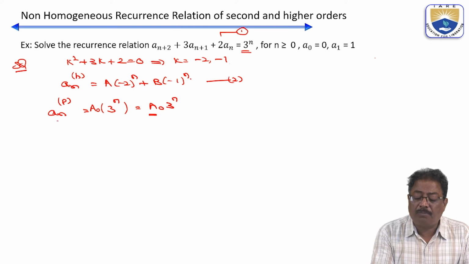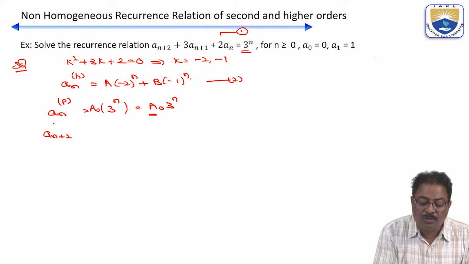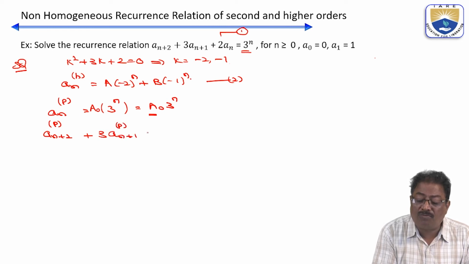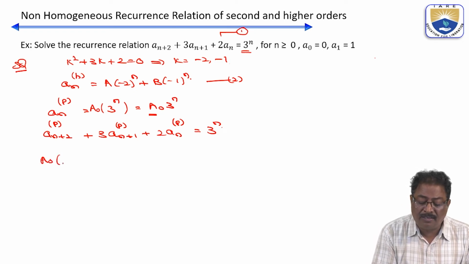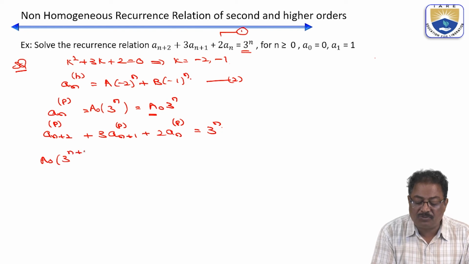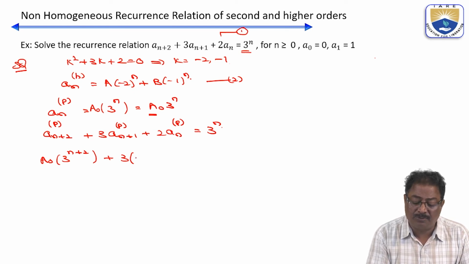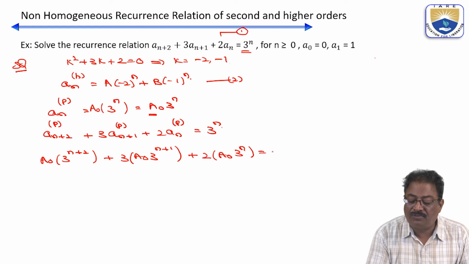So if I substitute in equation 1, if it is a solution, then this will become a(n+2) plus 3a(n+1) plus 2a(n) equals 3 power n. Substituting, a naught into 3 power n plus 2, plus 3 into a naught into 3 power n plus 1, plus 2 into a naught into 3 power n, which equals 3 power n.